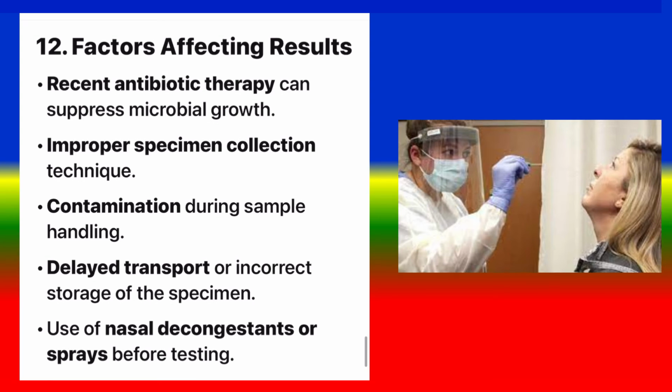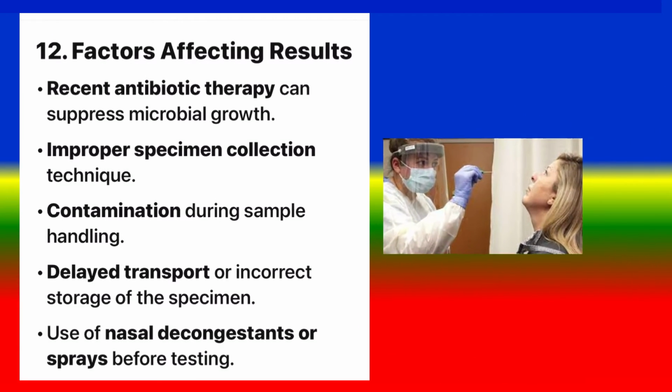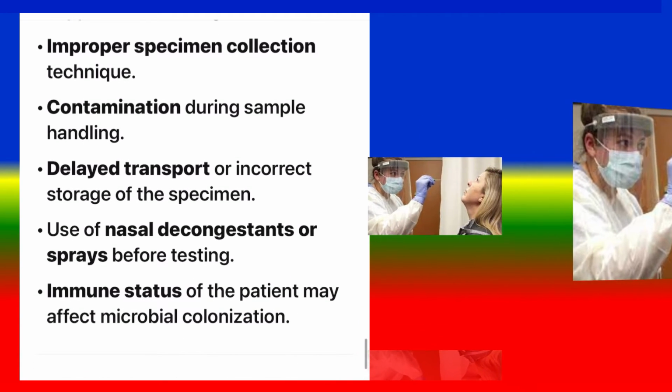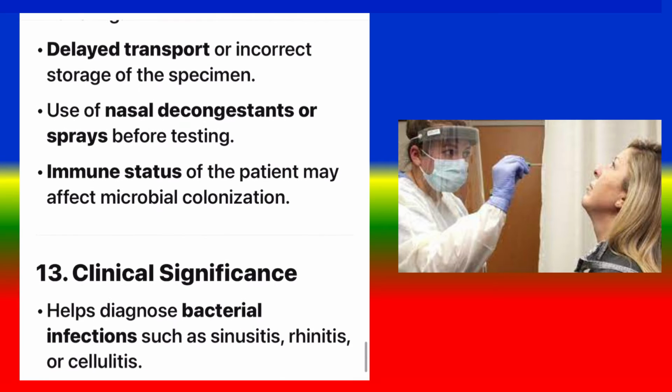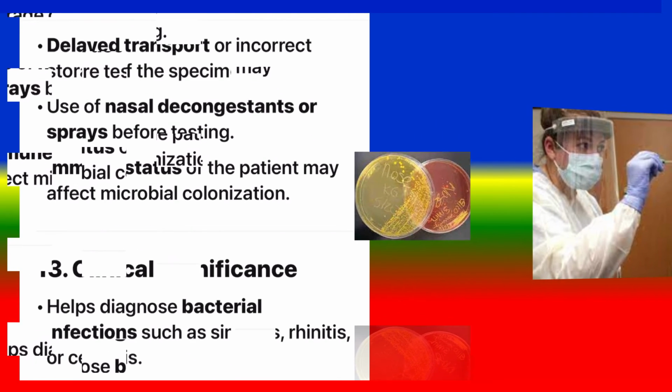12. Factors affecting results. Recent antibiotic therapy can suppress microbial growth. Improper specimen collection technique. Contamination during sample handling. Delayed transport or incorrect storage of the specimen. Use of nasal decongestants or sprays before testing. Immune status of the patient may affect microbial colonization.